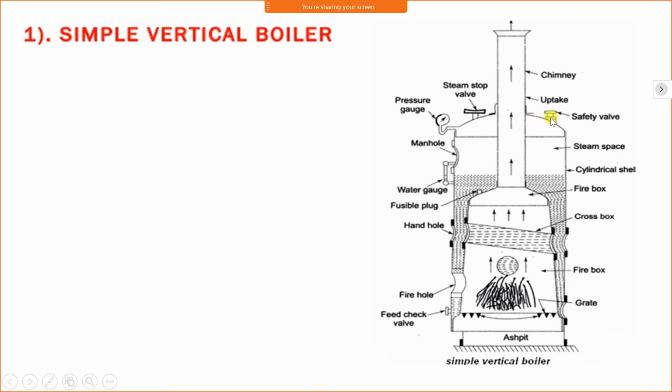Then safety valves are provided. Safety valves are provided for preventing the boiler from bursting. Suppose the pressure of the steam inside the boiler is beyond the working pressure. In that case, the safety valve will open and it will allow excess steam to leave into the atmosphere so that the pressure inside the boiler can be maintained at the working pressure.